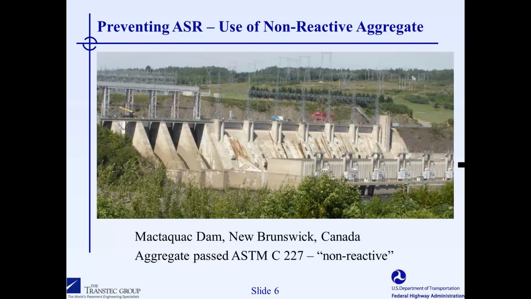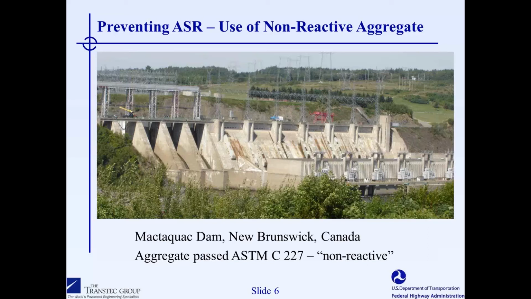Using a non-reactive aggregate is our first option, not necessarily our preferred option, but the most obvious perhaps. And there are 1 or 2 problems associated with doing this. One is that by using a non-reactive aggregate, we're really relying on our test methods to be reliable in telling us that our aggregate is non-reactive.